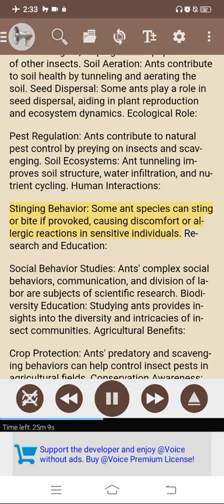discomfort or allergic reactions in sensitive individuals. Research and education. Social behavior studies. Ants' complex social behaviors, communication, and division of labor are subjects of scientific research. Biodiversity education. Studying ants provides insights into the diversity and intricacies of insect communities.